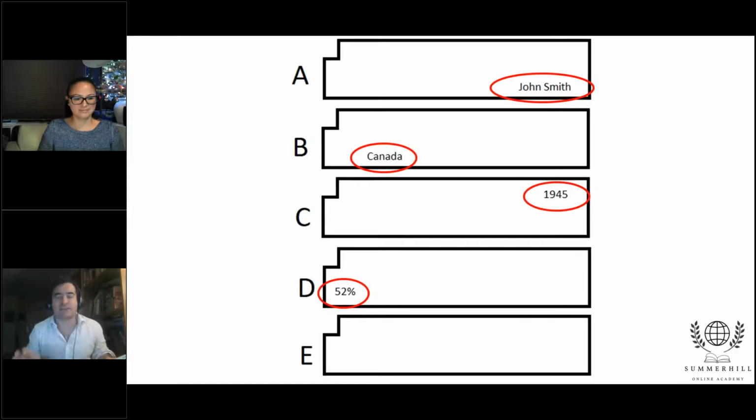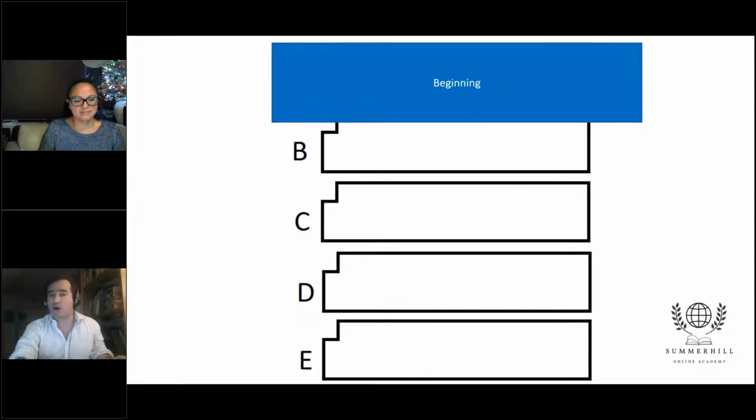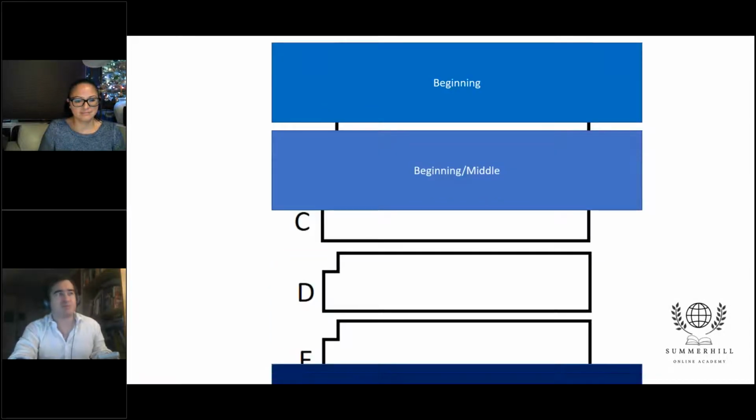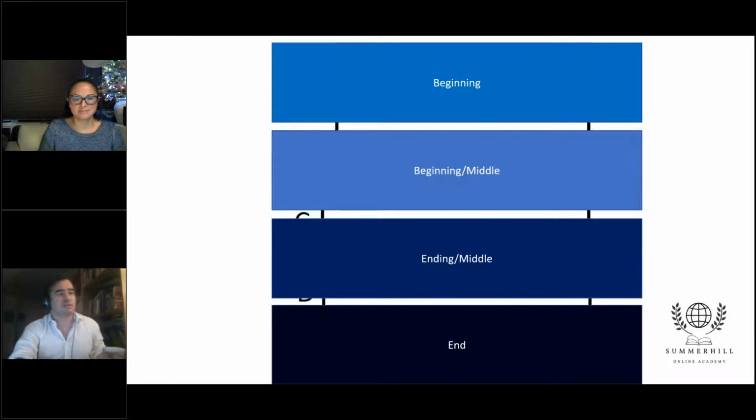Anything that pops out in the information, because that information might be useful later when you're trying to find information within the body paragraphs, right? And again, all you want to know is what's the beginning about, what's the beginning middle about, what's the ending about, right? And what's the final portion? So what are those four paragraphs all about?